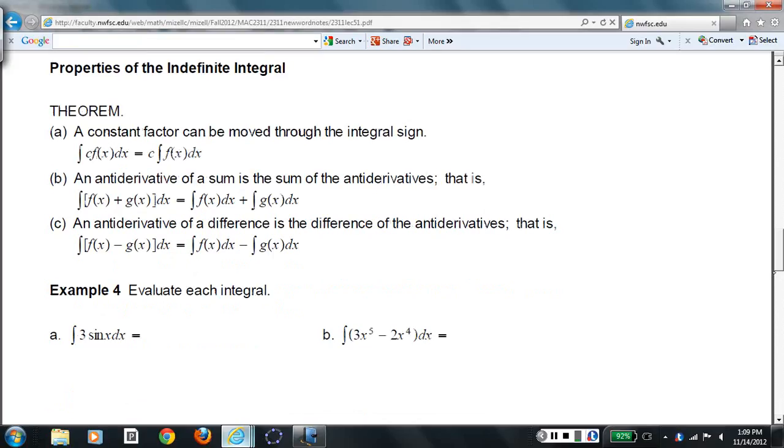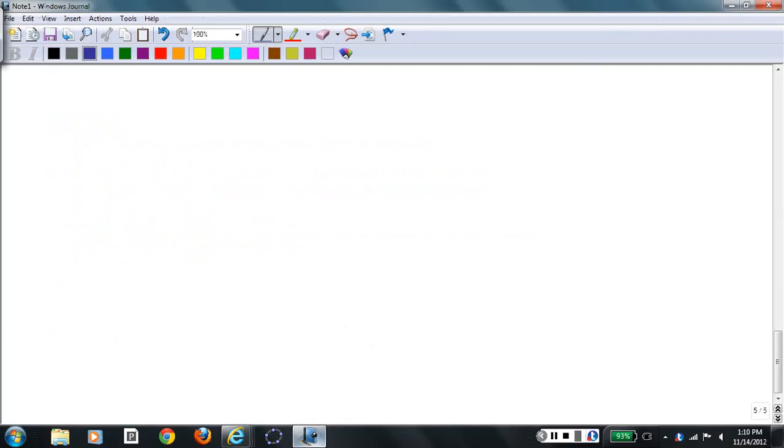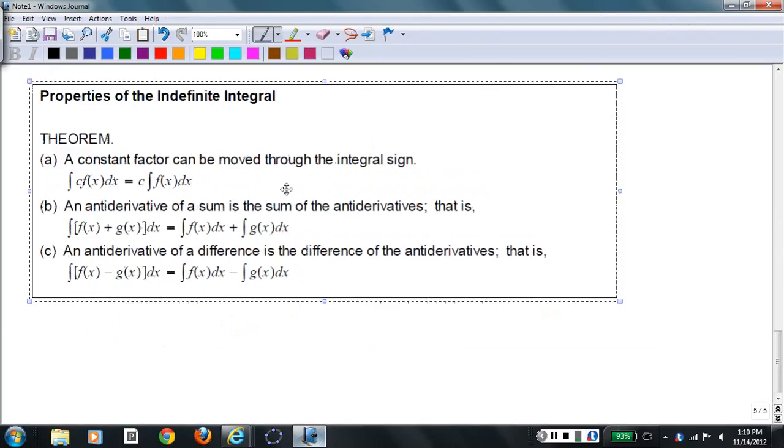Properties of the indefinite integral. It's a linear operation. Integration, just like differentiation, is a linear operation. Basically, if we apply it to the sum of two expressions, then it's equivalent to applying it to the individual expressions and then adding those two results. Likewise, the integral of a constant times a function is equal to the constant times the integral of that function. So just a quick note, the integral of a sum is equal to the sum of the integrals, and the integral of the difference is equal to the difference of the integrals.